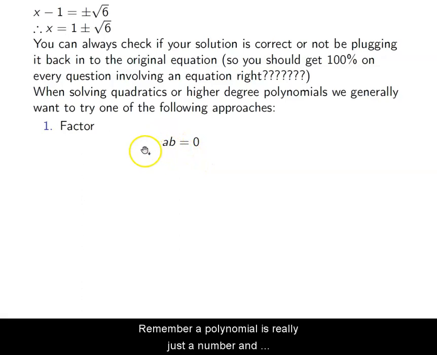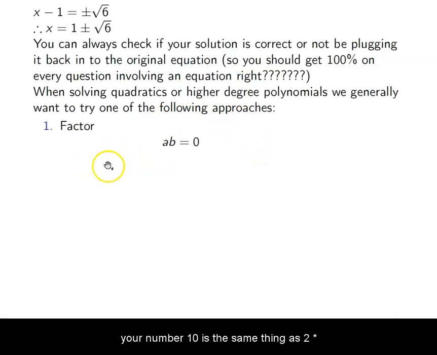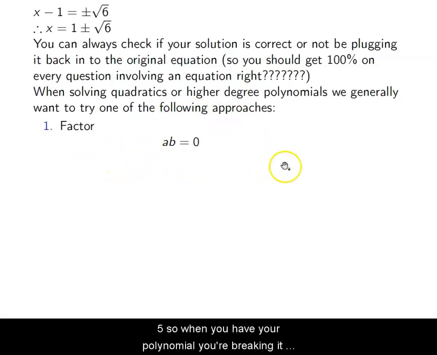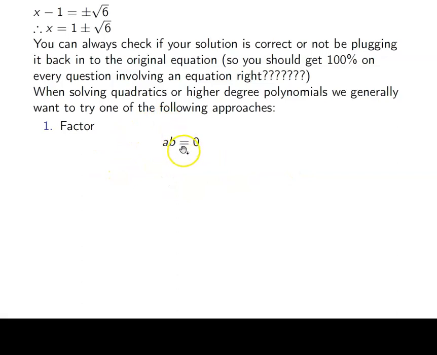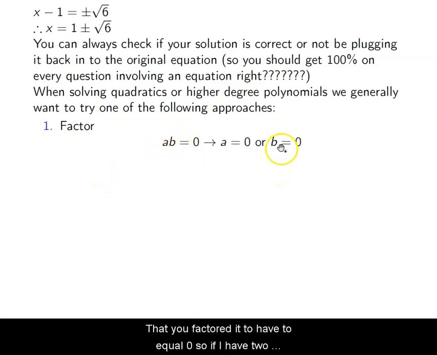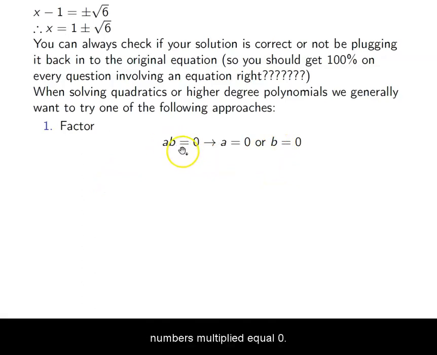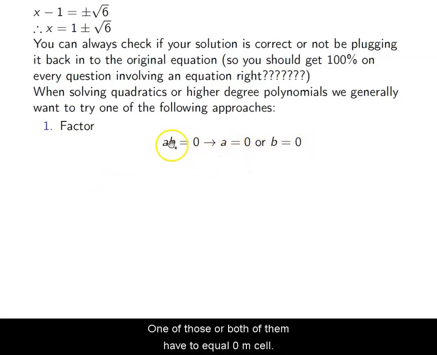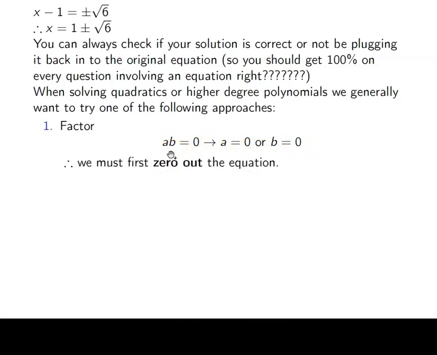Remember, a polynomial is really just a number. And when you factor the polynomial, it's like factoring your number. 10 is the same thing as 2 times 5. So when you have your polynomial, you're breaking it down into pieces. If your polynomial is equal to 0, that means one of those pieces that you factored it into has to equal 0. So if I have two numbers being multiplied equaling 0, one of those, or both of them, have to equal 0 themselves. So what that means is, whenever I have a polynomial, I have to zero it out. I need to set it equal to 0. If it's not already equal to 0, I want to set it equal to 0.